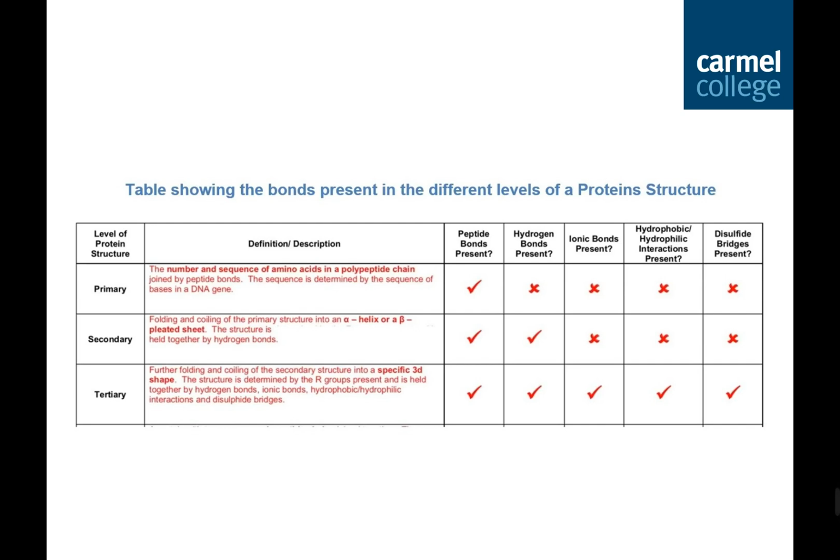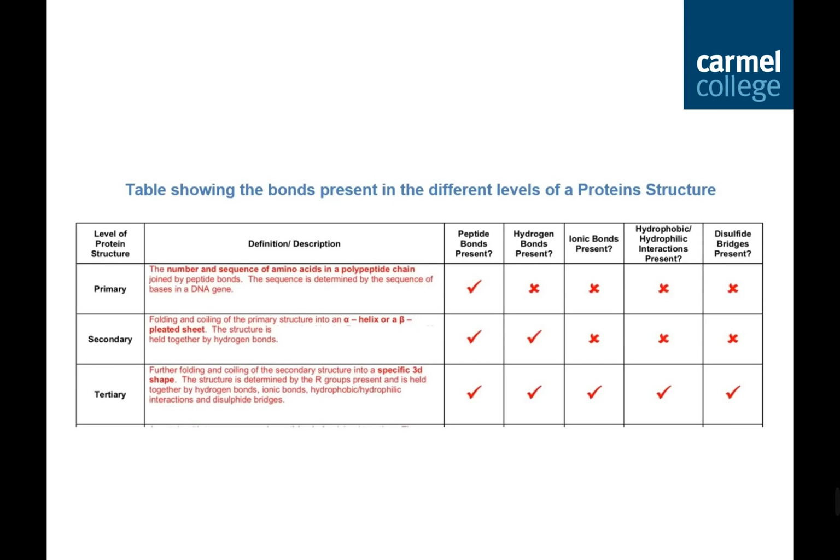As we said, in the secondary structure, those peptide bonds remain between the amino acids, and we get the additional folding, either the coiling into an alpha helix or the folding into a beta pleated sheet. There's generally a combination of both of these within a protein, and it's hydrogen bonds, the weakest type of bond, which help to form these coils and these folds.